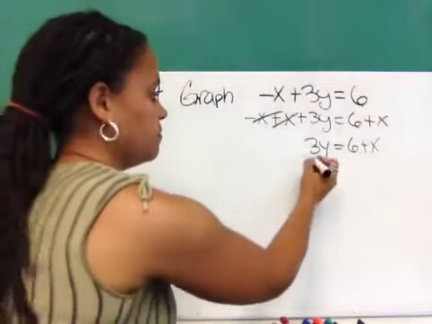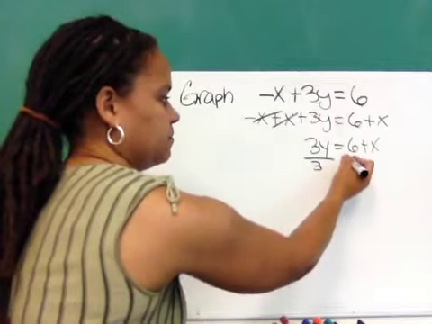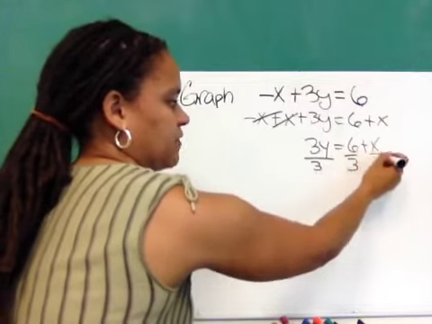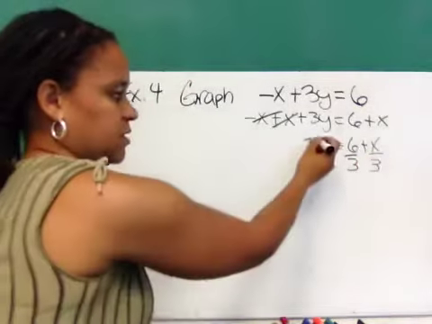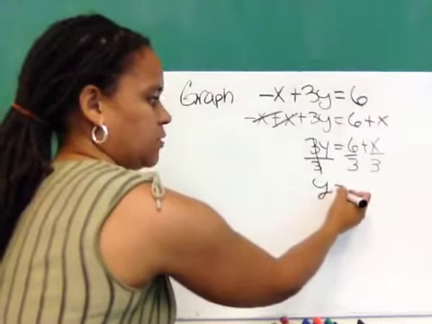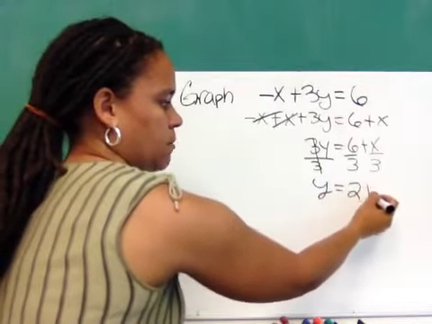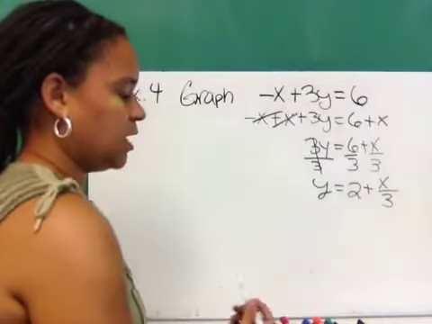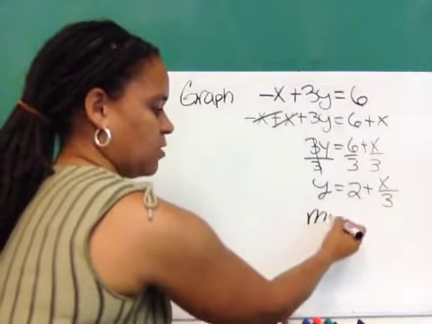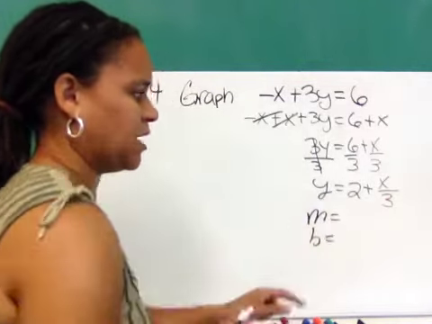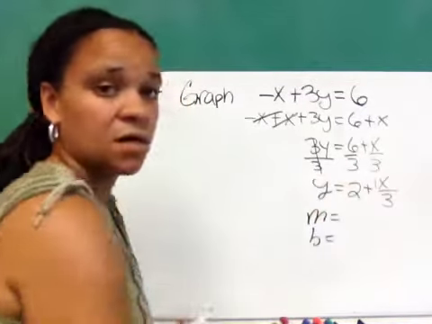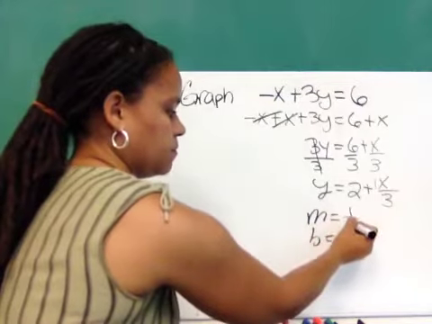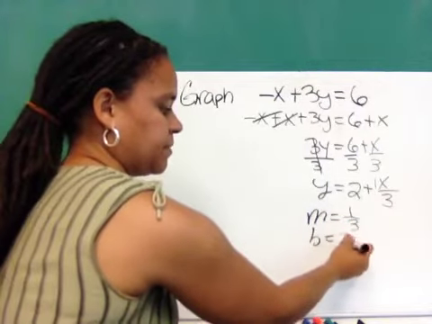Still not done. Must divide by 3. That means every single thing is divided by 3. So this goes away. y is equal to 2 plus x over 3. Here, I'm going to label my slope and y-intercept. And remember, there's a 1 here. So the slope is really 1/3. And the y-intercept is 2.